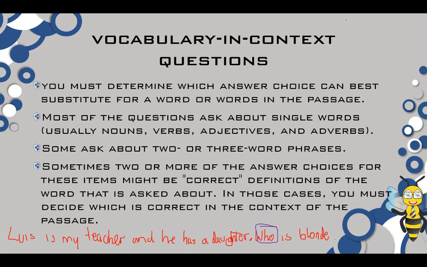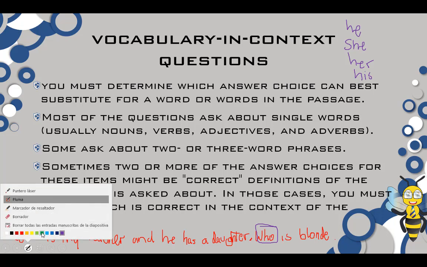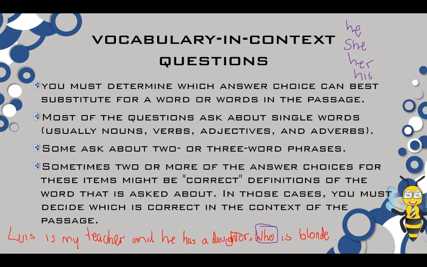You have, for example, he, she, her, or his. Can you tell me which one can substitute "who"? Luis is my teacher, and he has a daughter who is blonde. So I have to replace the word "who," the relative pronoun, with one of these four options: he, she, her, or his. Okay, she. That's right.